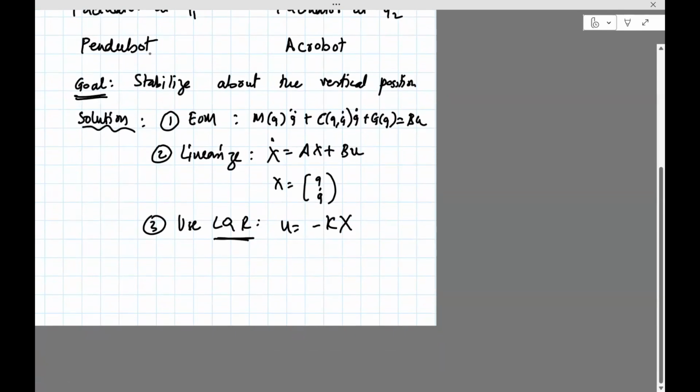What does this look like? Well, it'll just be u_i, where I'll call i equals 1 or 2, depending on which joint it is. It's going to be something like this: K1, K2, K3, K4 times Q1, Q2, Q1 dot, Q2 dot.